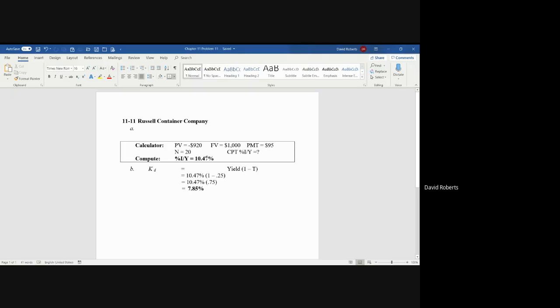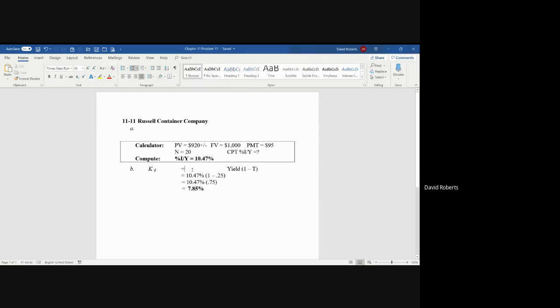So I'm going to adjust this slightly here. So what you do is you put 920, and then you go plus minus on your calculator. The payment is 95, and it will be positive, and the future value is 1,000, and it will also be positive. Then when you go compute IY, you should wind up with 10.47.